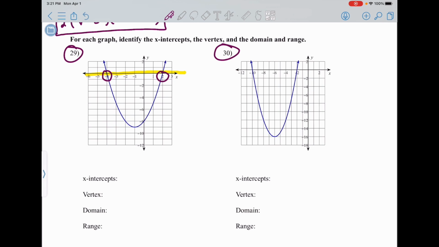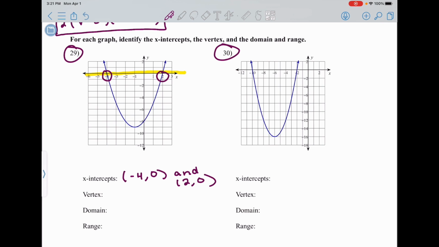And remember, the y value for both of these values is always 0, because on the x-axis, the y value is always 0. And so your x-intercepts will be negative 4, 0, and 2, 0.